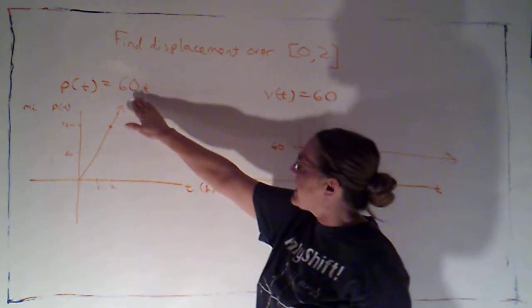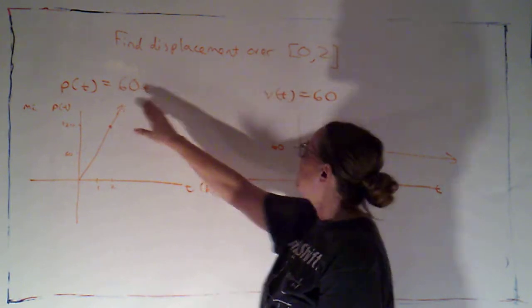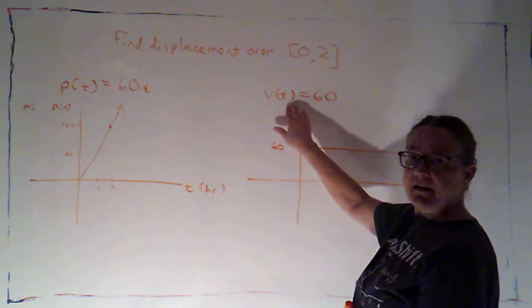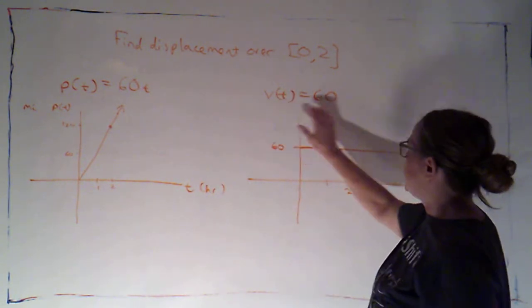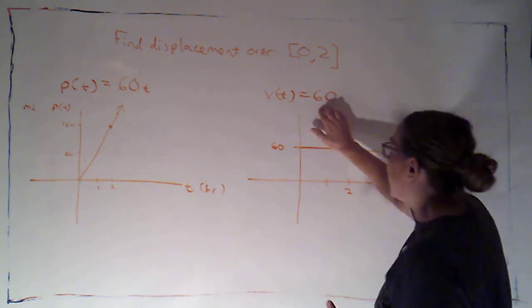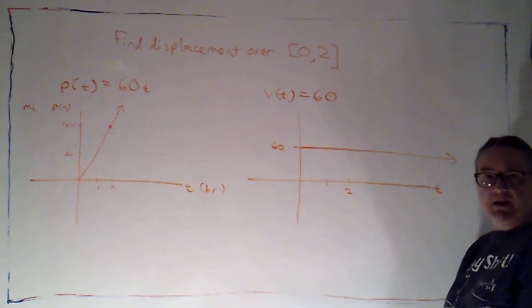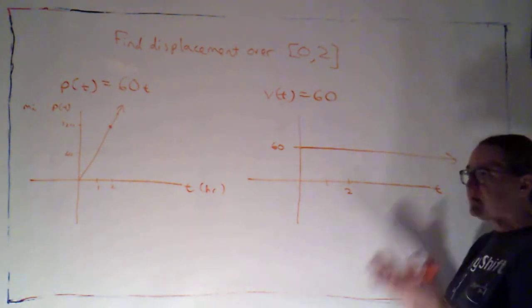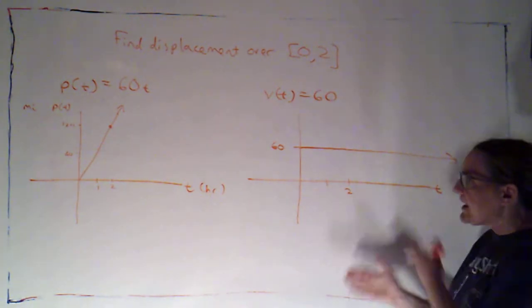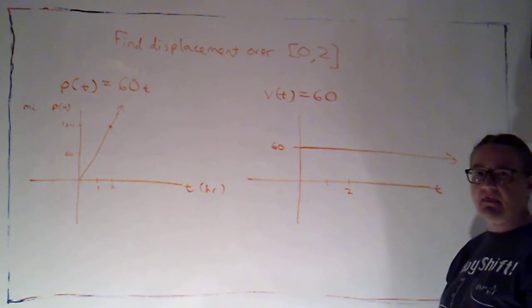But then I also said, hey, if I take the derivative of position, I know that's going to give me velocity, and the derivative of 60t would just be 60. And I can use the velocity function to also find the displacement. So when we've talked about position and displacement, we've had more than one way of calculating things.